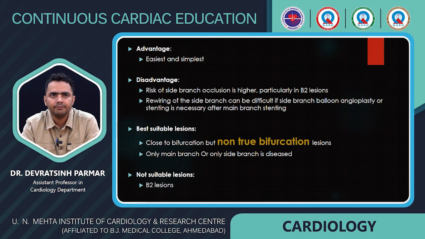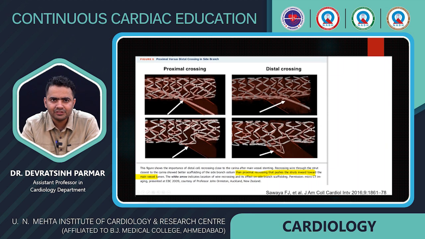Okay. Now what are the advantages? Provisional stenting is the easiest and simplest. Disadvantages: the risk of side branch occlusion is very high, and sometimes rewiring the side branch is difficult. It is usually best suited for non-true bifurcation lesions.